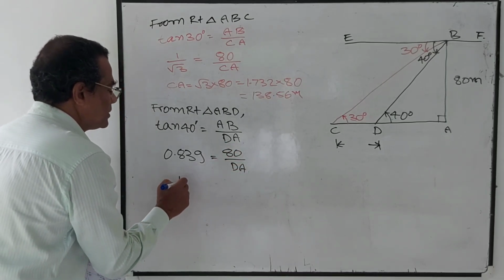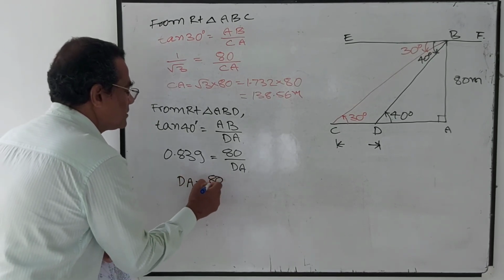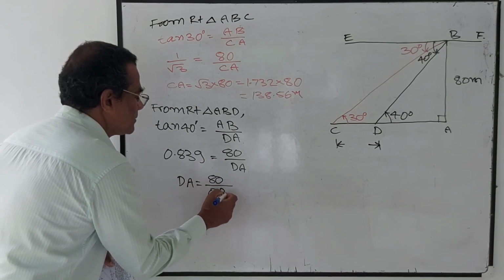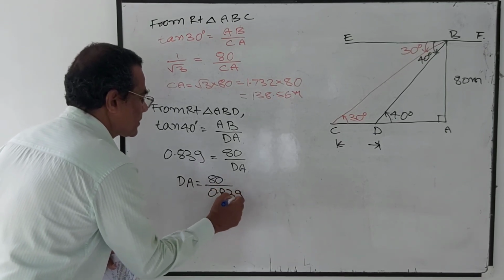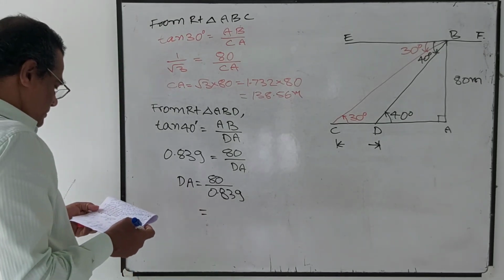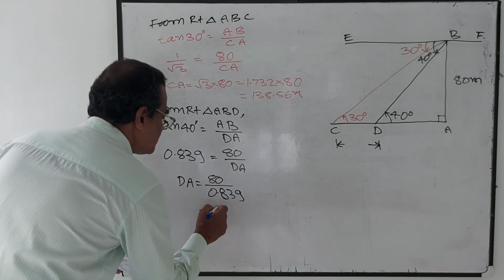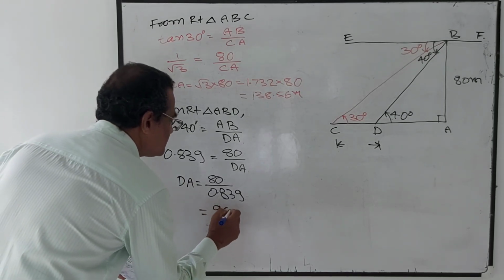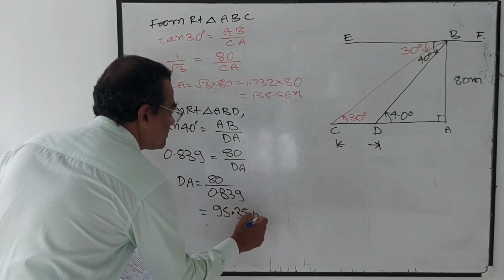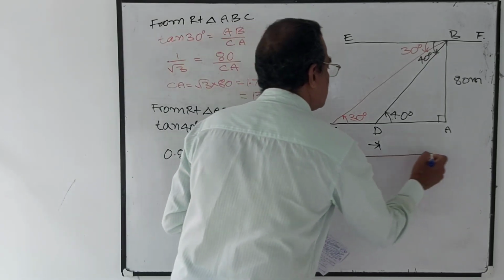So DA is equal to 80 divided by 0.839. This is equal to 95.351 meters.